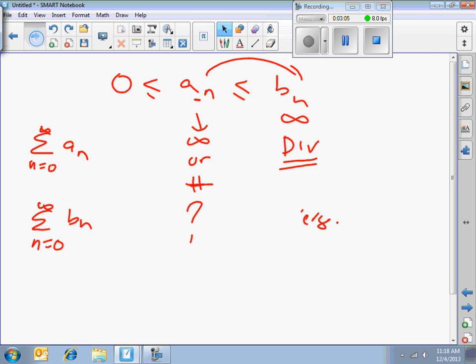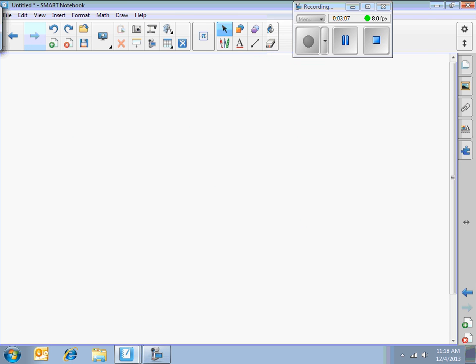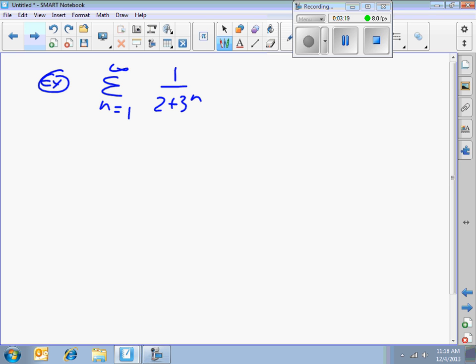Well, that was a lot of information without any solid examples. So let's see what I'm talking about. As an example, let's look at the series n equals 1 to infinity, 1 over 2 plus 3 to the n. Well, that doesn't follow any of our geometric or p-series tests that we have so far. So we're going to try to compare it. I'm going to choose something to compare it to.